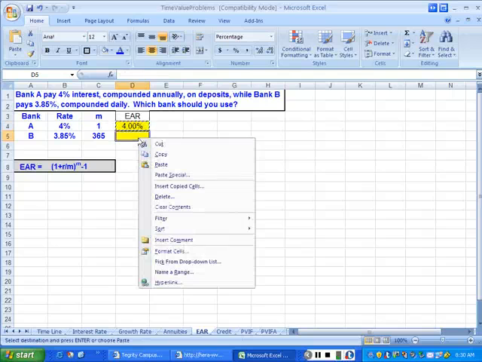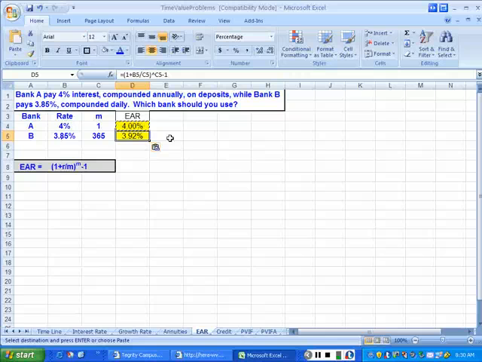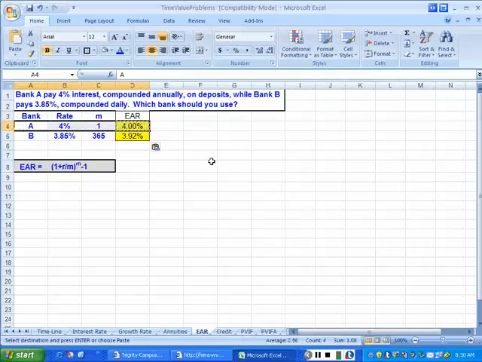We'll copy and paste that in place here. And what we can see is that the 3.85% has an equivalent rate of 3.92%. So it's more attractive to go ahead and simply take the 1-year rate.